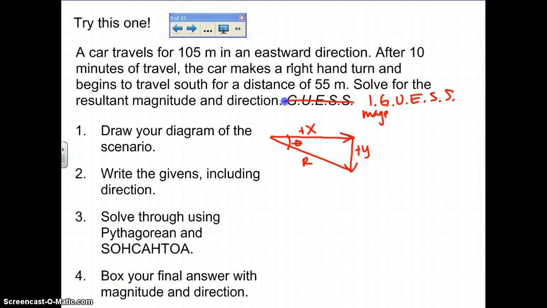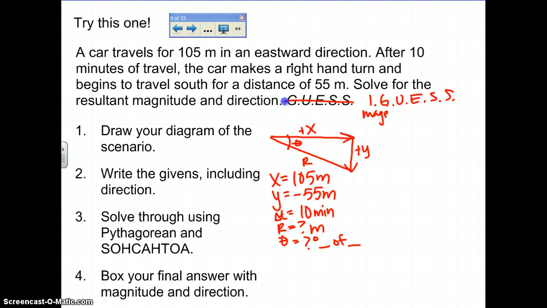So going into the problem, you know that you have a displacement in the x direction of 105 meters. You have one in the y direction of negative 55 meters because you're traveling south. And you know that your time here is 10 minutes. With that in mind, what we want to figure out is our resultant in meters, and theta in degrees. We just don't know yet.